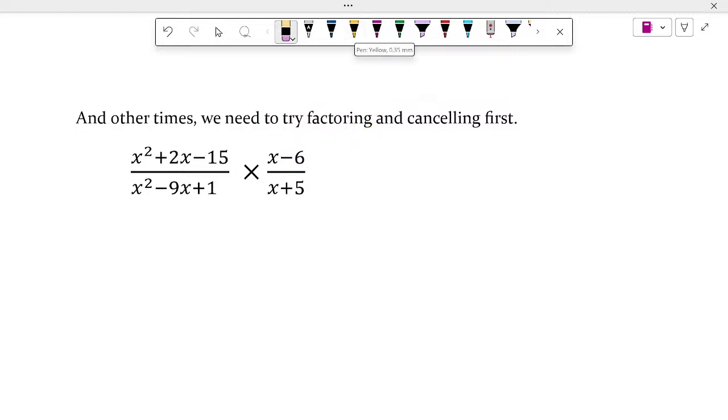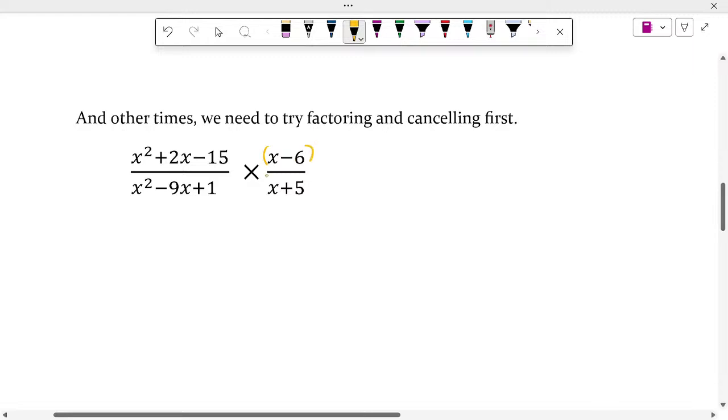So what we're going to do, this is already as factored as it can be, right? Can we factor x minus 6? No. No further. Can we factor x plus 5? No. So we only have 2 things to check here. There's the first one. X squared plus 2x minus 15.